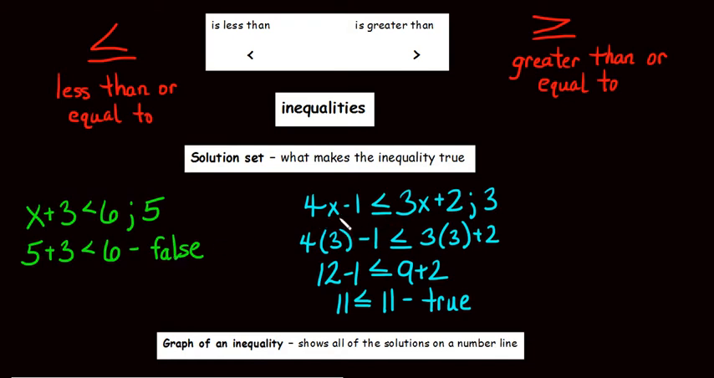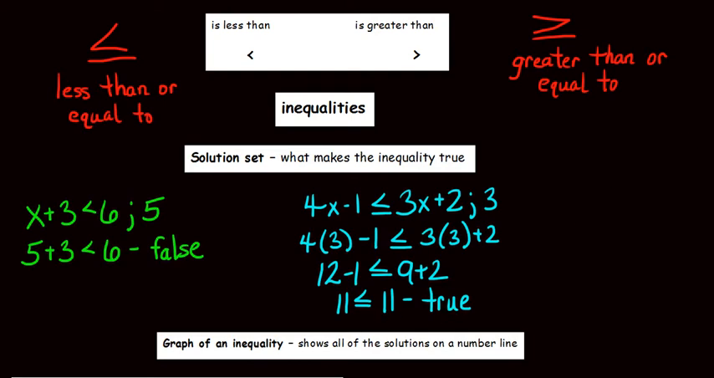Here, 4x minus 1 is less than or equal to 3x plus 2 if I put in 3 for x. So down here I put 3 in for x. 4 times 3 is 12, and 12 minus 1 is 11. That's on my left-hand side. I put 3 in for x here. 3 times 3 is 9, and 9 plus 2 is 11. Well, that is true because 11 is less than or equal to 11. Since that "or equal to" is in there, that makes it true.